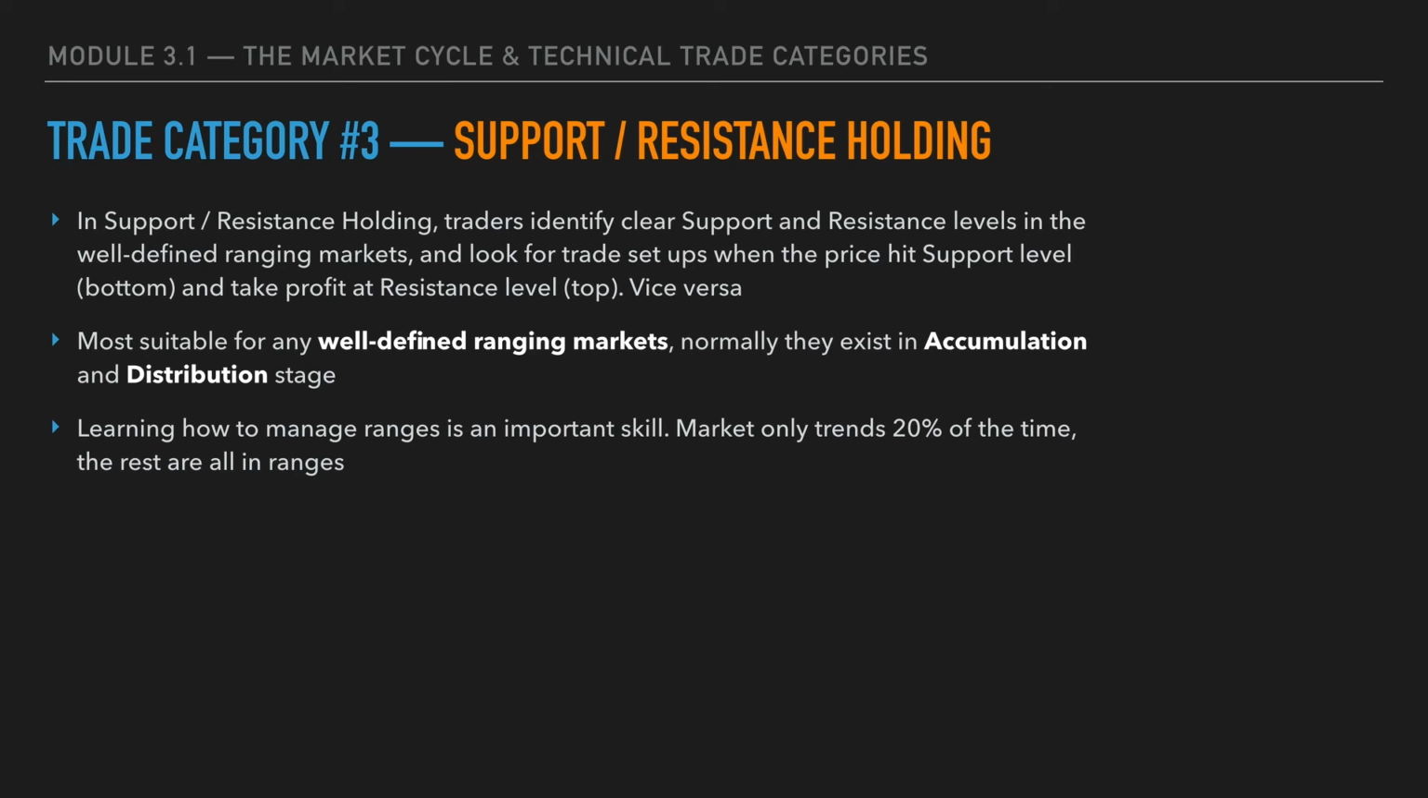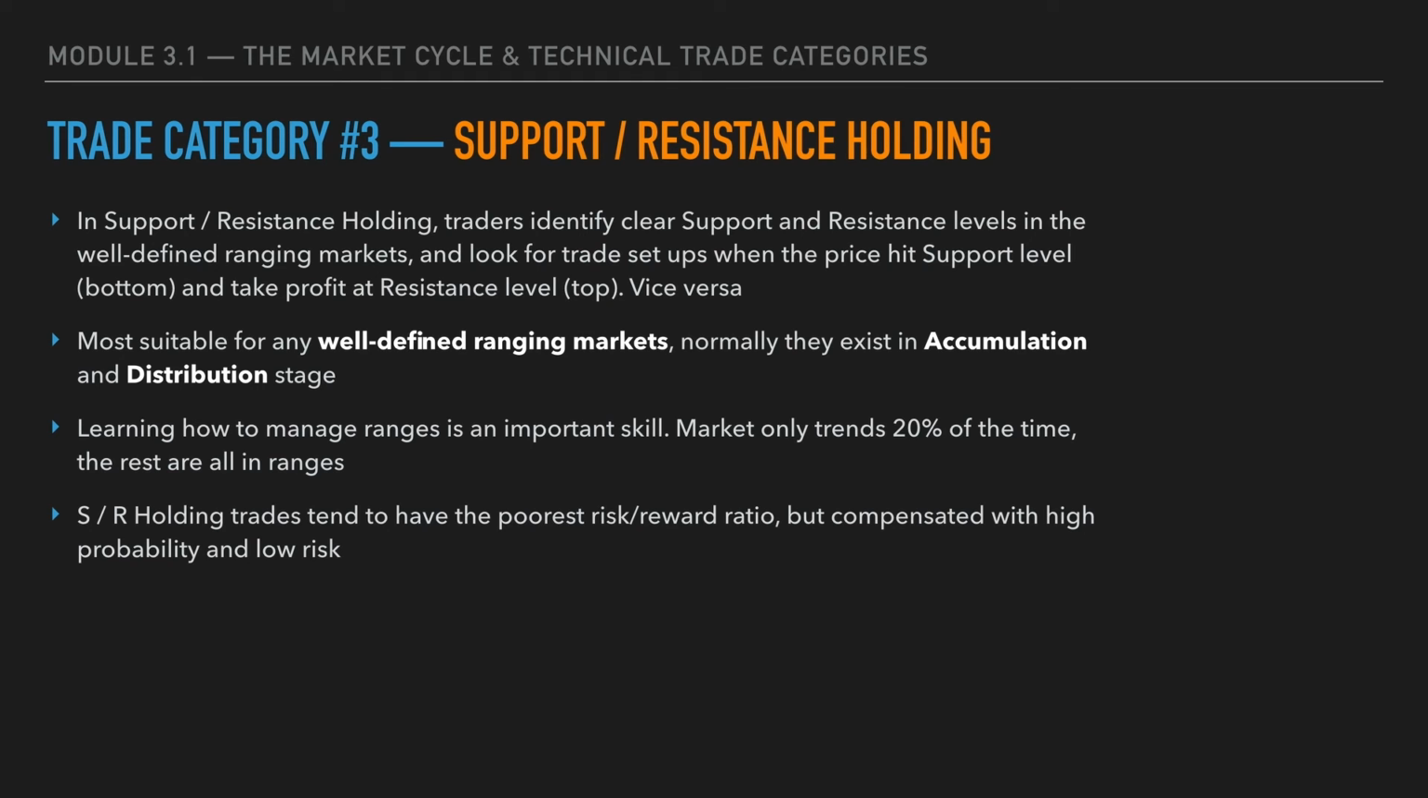Learning how to manage ranges is an important skill if you want to be at a more advanced level as a trader. Market only trends 20% of the time. The rest, they're all in ranges. Support resistance holding trades tend to have the poorest risk-reward ratio, but they're compensated with a high probability win rate and low risk. One classic trade setup in this trade category is called failed breakout trades.